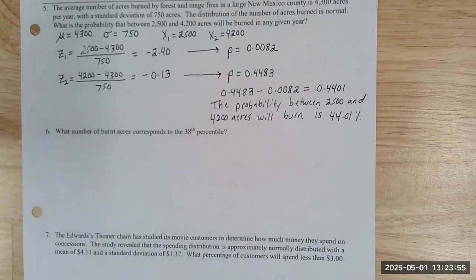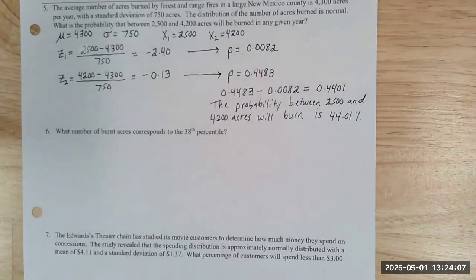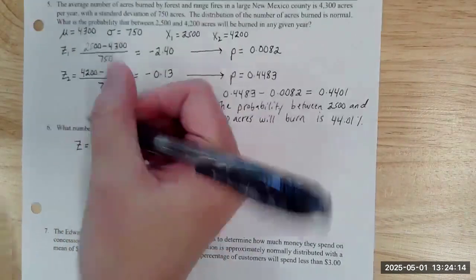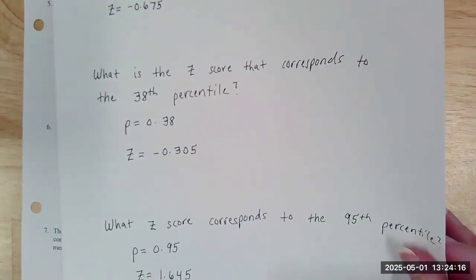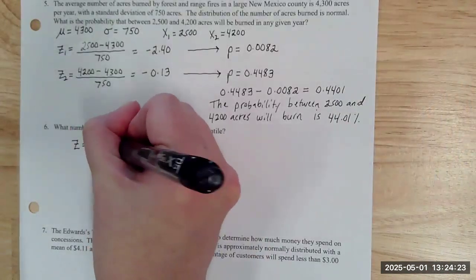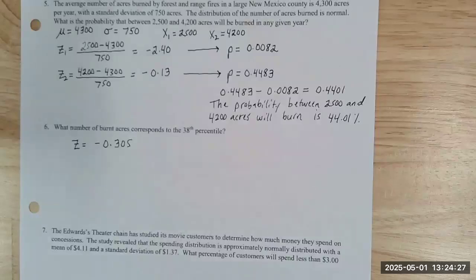Okay. The next one you actually did the hard work for already because I already had you tell me what Z-score corresponds to the 38th percentile. That was one of the things I asked you to find. So it says what number of burnt acres corresponds to the 38th percentile. That means we need the Z-score for that. And you told me the Z-score for the 38th percentile was negative 0.305. So we found that previously.